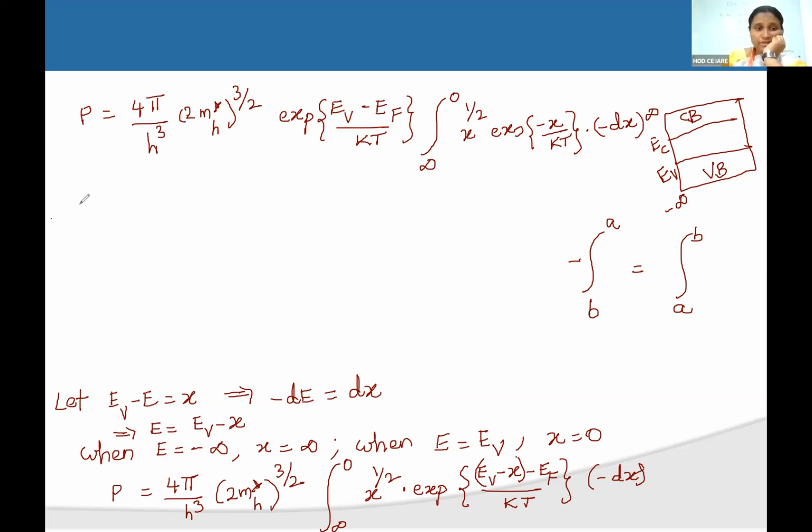So finally, what we are getting is P equal to 4 pi by h cube, into (2 mh star) whole to the power of 3 by 2, exponential (EV minus EF) by KT.